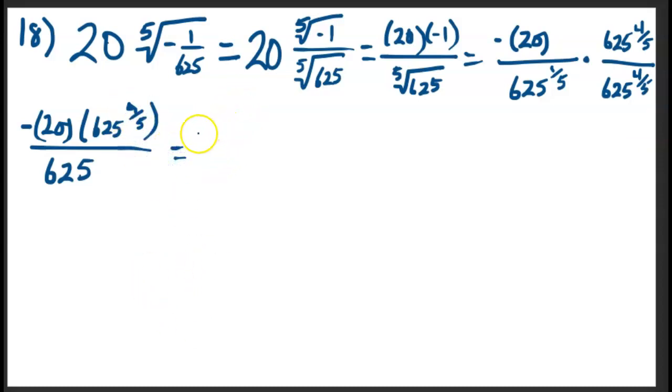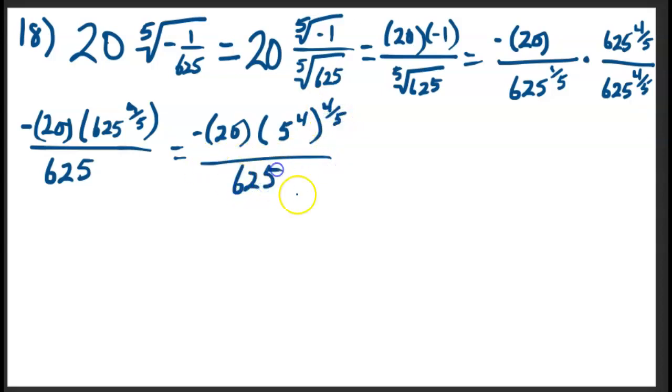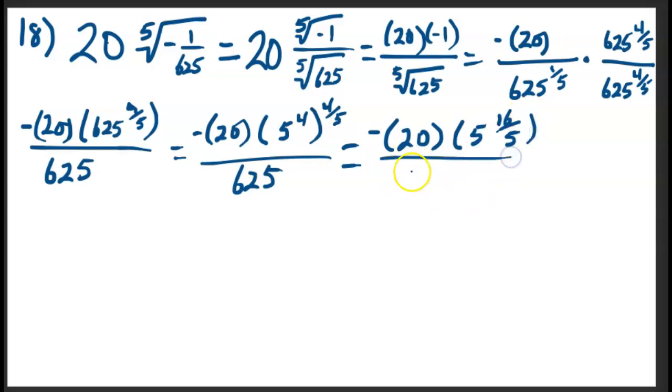All right, so then I'm going to take that 625 and realize that it's really 5 to the 4th. And then to the 4/5, I still have that exponent upstairs, and I have 625 downstairs. Okay. 5 to the 4th to the 4/5 is 5 to the 16/5. Okay.